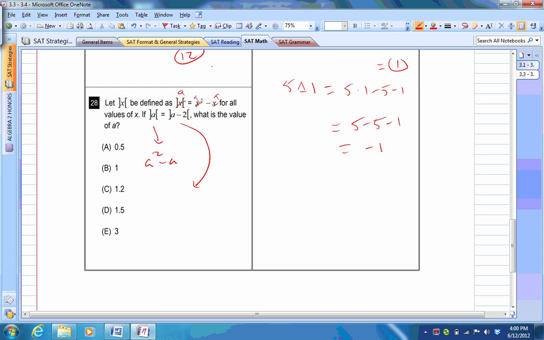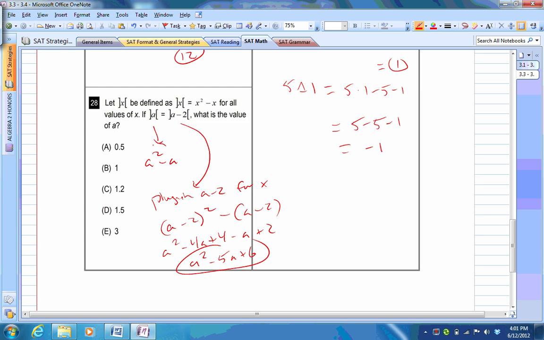Now this one here, a minus 2, you want to plug in a minus 2 for x. So earlier, we plugged in a for x for symbol a, but for symbol a minus 2, we're going to plug in a minus 2 for x. So you have a minus 2 squared minus parentheses a minus 2. And you just got to be careful of the algebra here. FOIL a minus 2 with itself, distribute the minus for a minus 2. When you work it all out, you get a squared minus 5a plus 6.